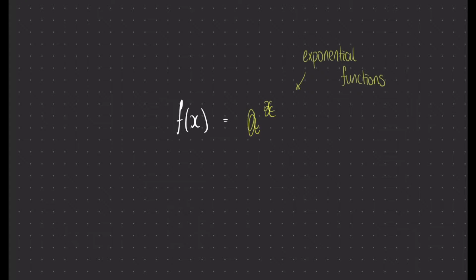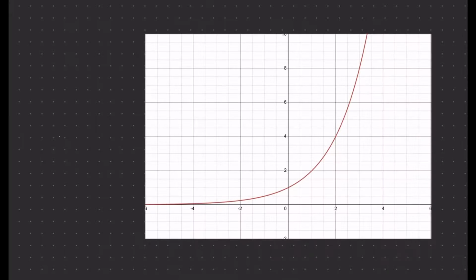Exponential functions are functions of the form f of x equals a constant to the power of x. Exponential functions always exist in this form. A, remember, is a constant number, and we're raising that to a power of an unknown variable. For example, we can look at this graph, which is f of x is equal to 2 to the power of x, and we can identify some key features.